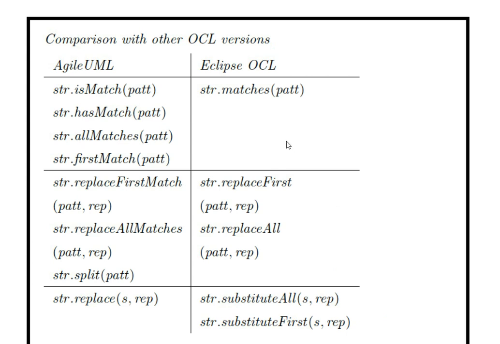Eclipse OCL has got the best support. It's got is match, or perhaps it has match. It's rather unclear in the documentation, but it's one of those 2 things. And then replace first and replace all for replace first match, replace all matches, and substitute for the literal replacement.